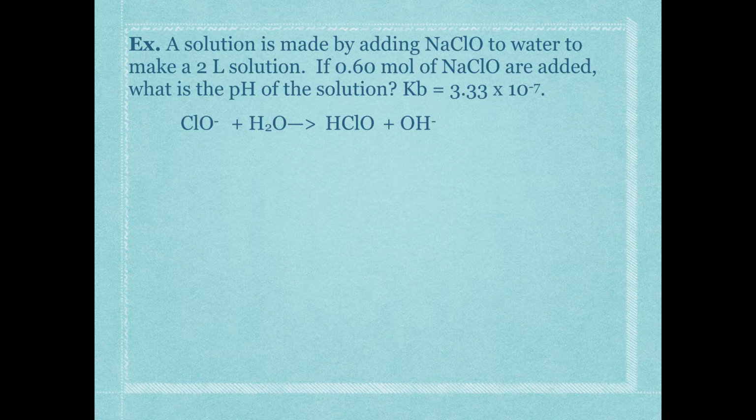I know the initial number of moles of ClO minus. Notice all I'm doing is I'm just ignoring Na. So note, whenever you have a salt, typically one of the ions you're going to ignore. So Na you're going to be ignoring, so we'll just plug in ClO minus. That doesn't change anything as far as the concentration is concerned. So if I have 0.6 moles of NaClO, that's how many moles of ClO I have.